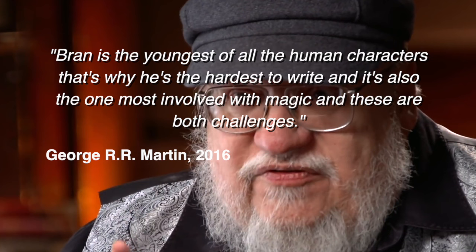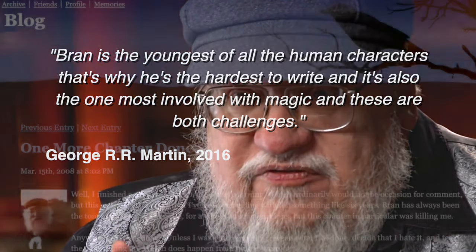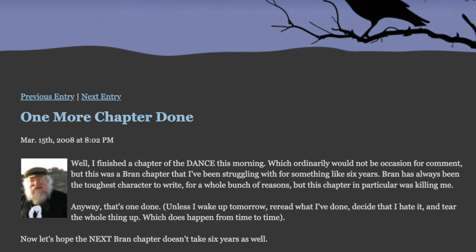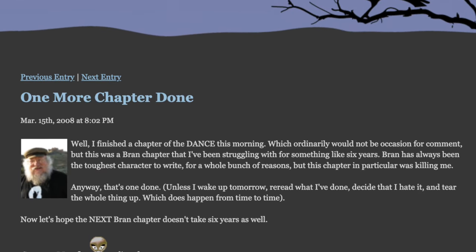We know that George R. R. Martin struggles with writing for Bran. These are chapters that will explore magic, time, and the darkness in all of us, and writing this from a child's perspective is an added challenge. It famously took him 6 years to complete just one chapter for A Dance with Dragons.